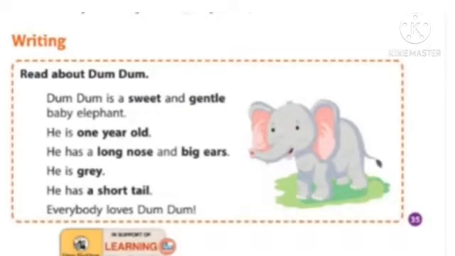Writing. Read about Dum Dum. Here you can see the picture of Dum Dum, and here some sentences are written about Dum Dum. Dum Dum is a sweet and gentle baby elephant. He is 1 year old. He has a long nose and big ears. He is grey. That means he is grey in color. He has a short tail. Everybody loves Dum Dum.